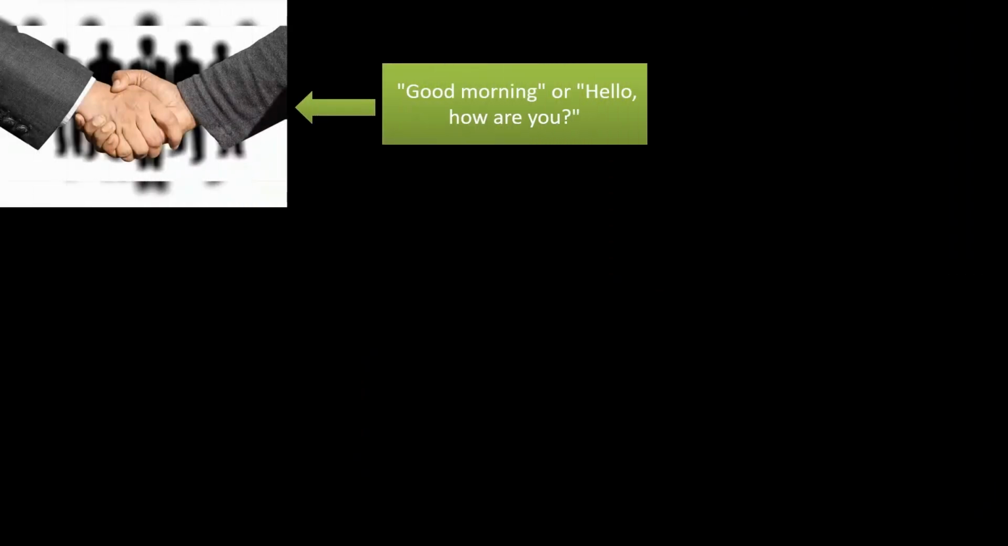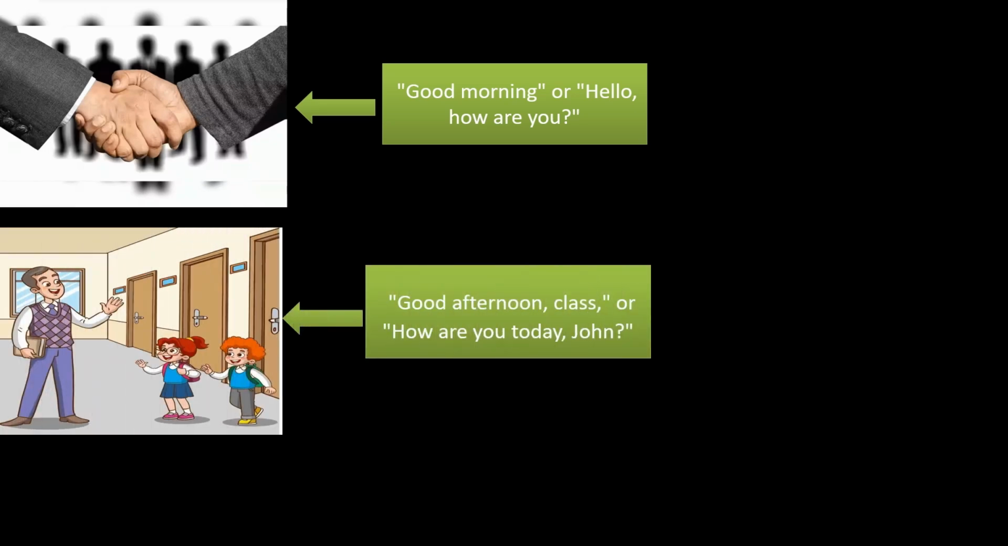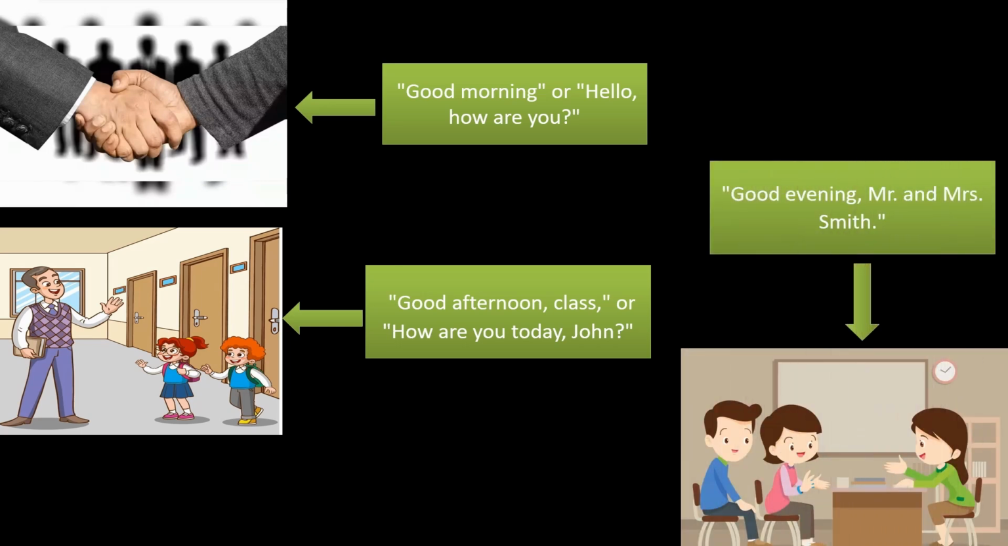Let us take an example. If it is between two employees, an employee may greet the other by saying good morning or hello, how are you today? If it is between a teacher and a student, a teacher may say good morning class or how are you today John? If it is between a teacher and a parent, a teacher may greet the parent by saying good evening Mr. and Mrs. Smith. So these greetings show respect and politeness, especially in situations where the people may not know each other very well.